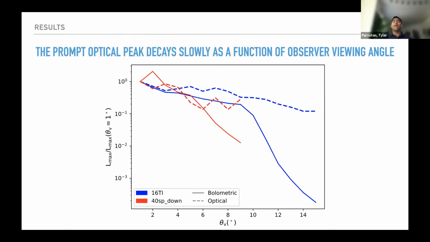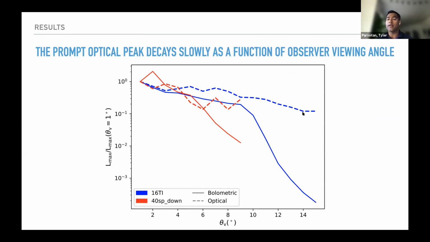One thing that we can do is look at how the optical peak of the light curve decays as a function of observer viewing angle. And that's exactly what I'm showing you here. On the x-axis, I'm plotting the observer viewing angle. On the y-axis, I'm showing you the normalized maximum of the light curve, both for the bolometric and the optical light curves. And one thing that you can immediately notice is that in the case of the 16 Ti simulation, the bolometric light curve decreases very rapidly at high observer viewing angles.